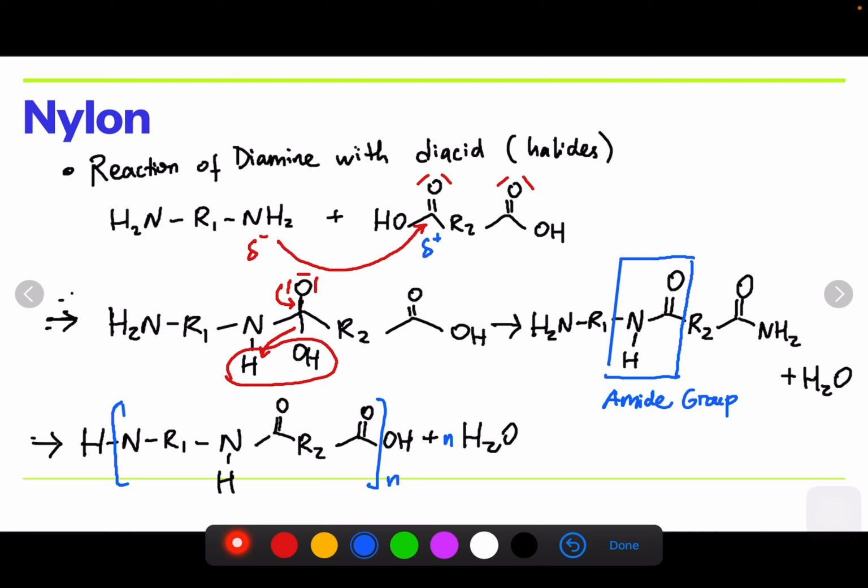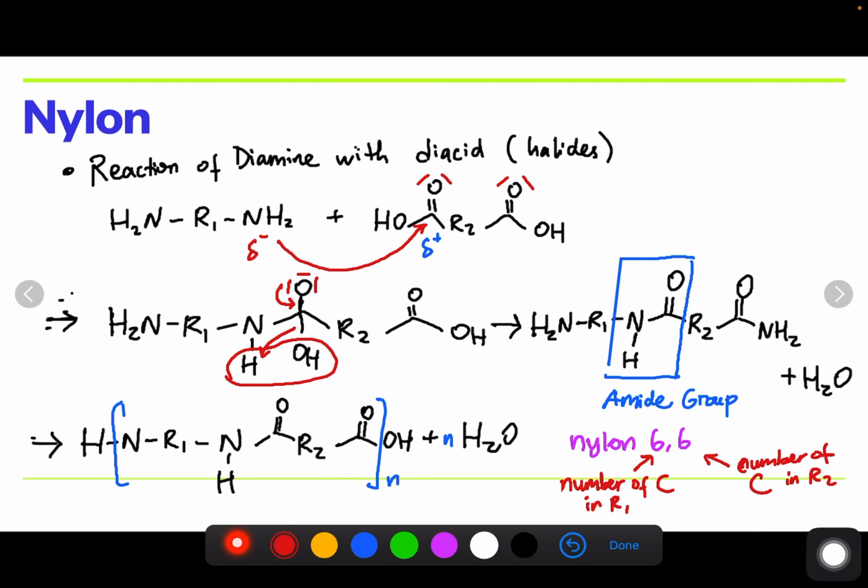So this is the number of carbon in R1, in R2. Well, actually not only R2, but this should be R2 and this 2. So 2 plus R2, and R2 plus 2.